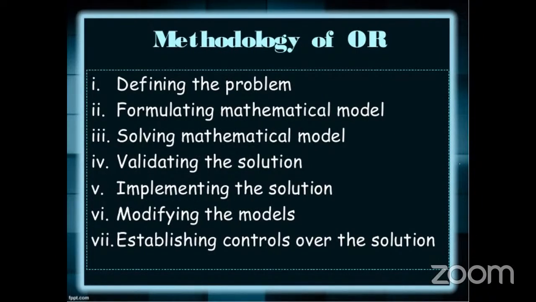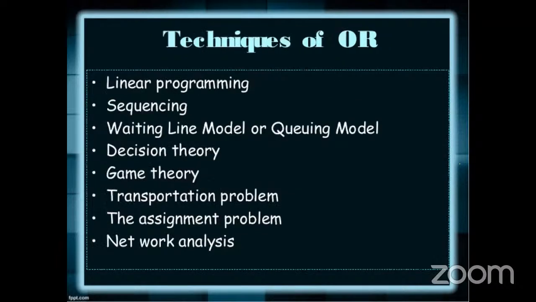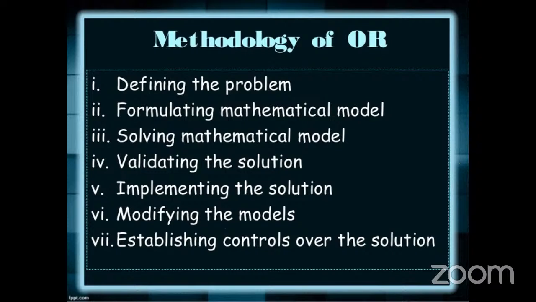So we'll be taking examples. We'll do a numerical part also, to show how it is going to be implemented. But theoretically, you can remember for any problem: first defining the problem of the business or any area of the business, then formulating it as a mathematical model, solving it, validating it, implementing it. If a modification is required, you can modify it and control it. That is the methodology of OR. For any technique, you can go with this methodology. Right?